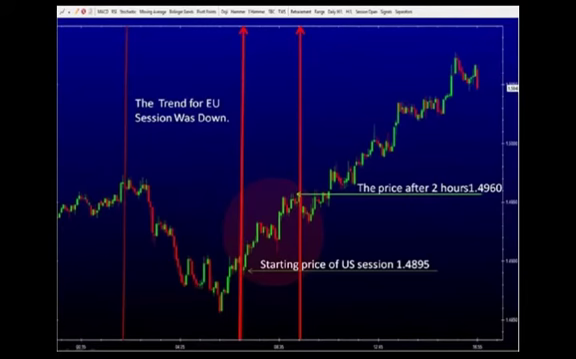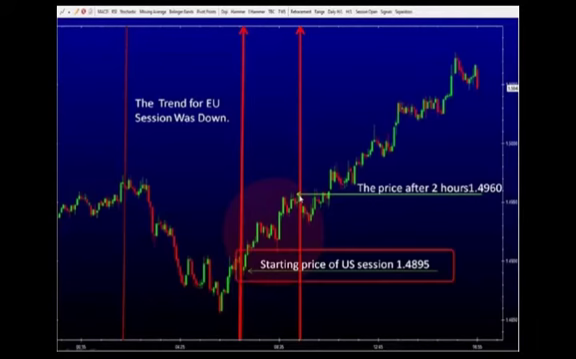In this chart, we have the British pound US dollar, 5 minutes, and take a look at what happened during the previous session. We had a downtrend. This line represents 7 o'clock in the morning, New York time. As you can see, the open price was $148.95. And we gave the market 2 hours worth of time to allow it to develop itself.